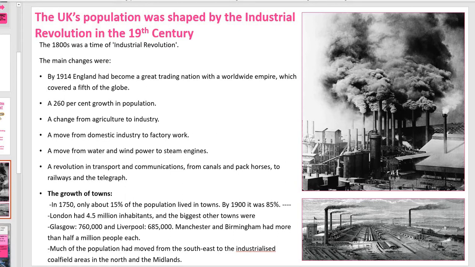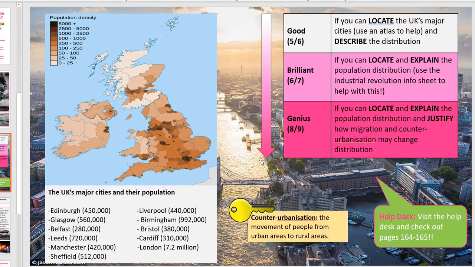Now, if we look at slide 5, we can see the distribution of the UK. And over here on the side in these boxes, we have the tasks that I would like you to complete. So first of all, we're locating the UK's major cities and we are describing the distribution of the population.